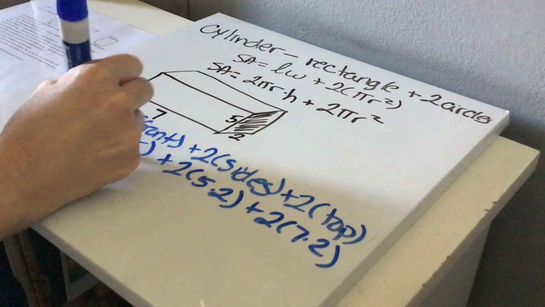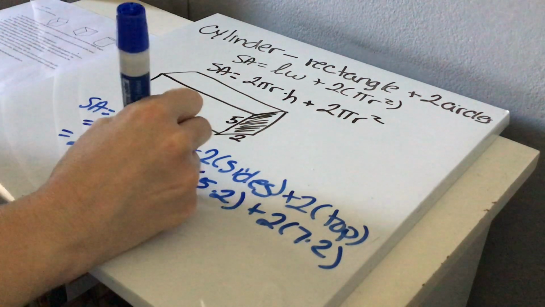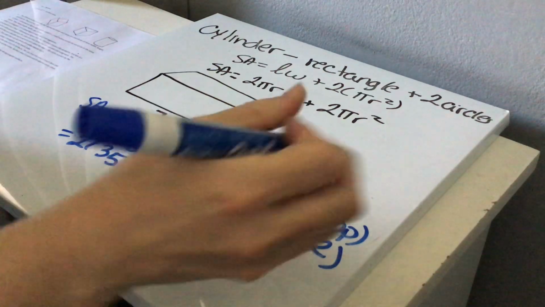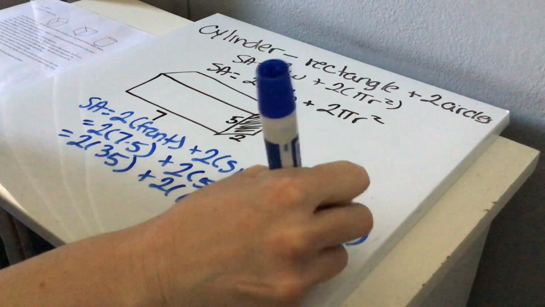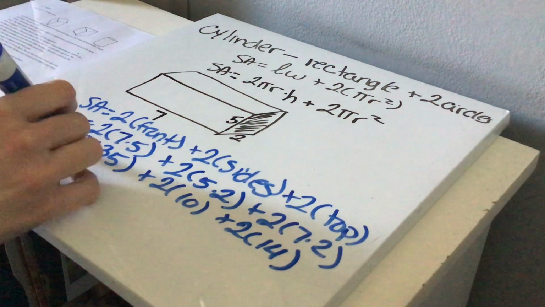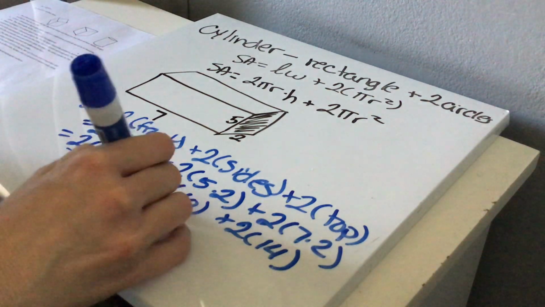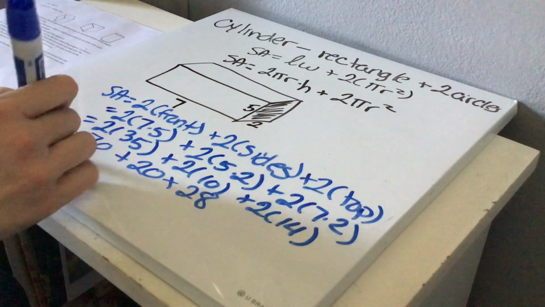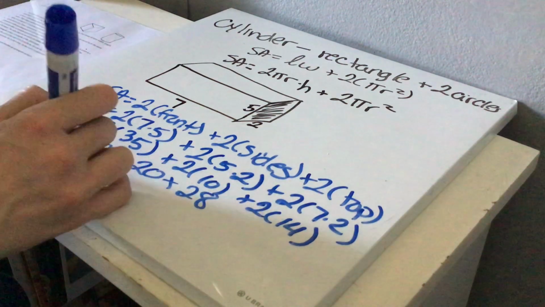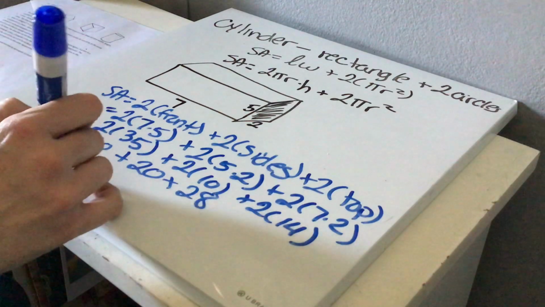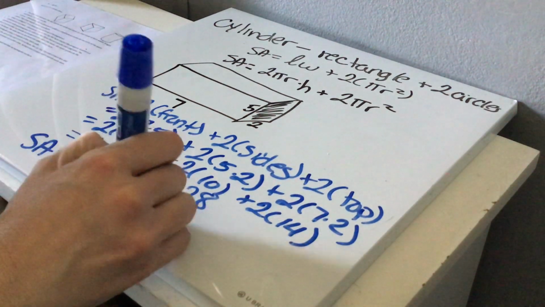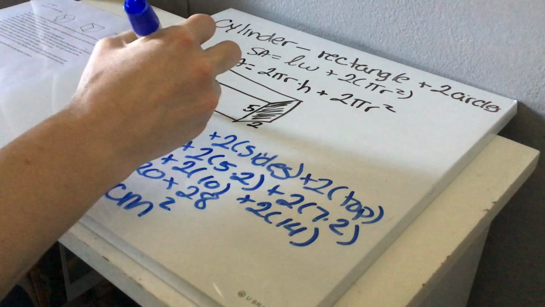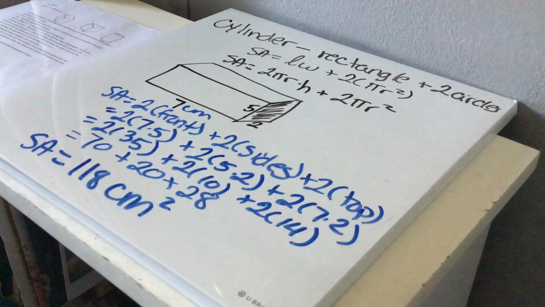So we've got 2 times 35 plus 2 times 10 plus 2 times 14. That would be 70 plus 20 plus 28. So the surface area of this rectangular prism is 118, and the units were centimeters. That's what it would take to cover the entire surface of this rectangular prism.